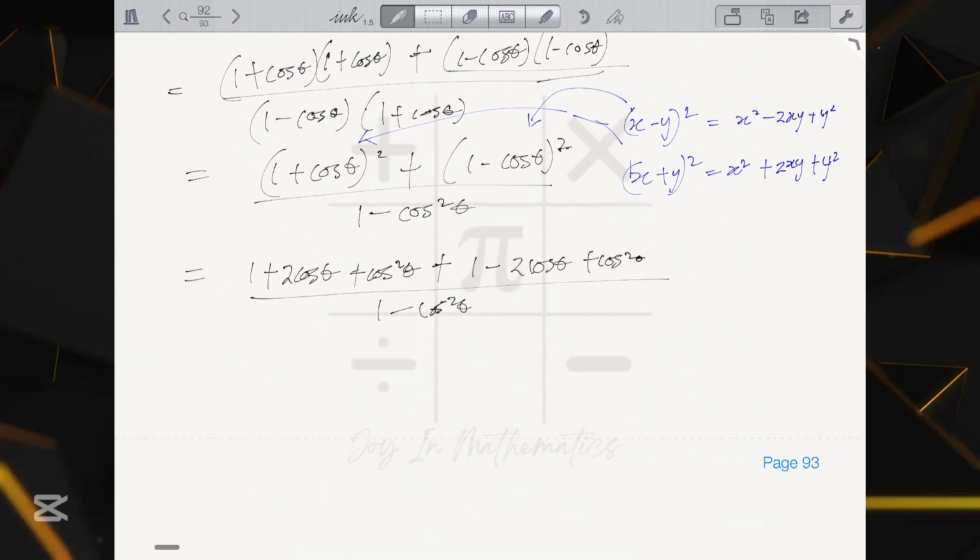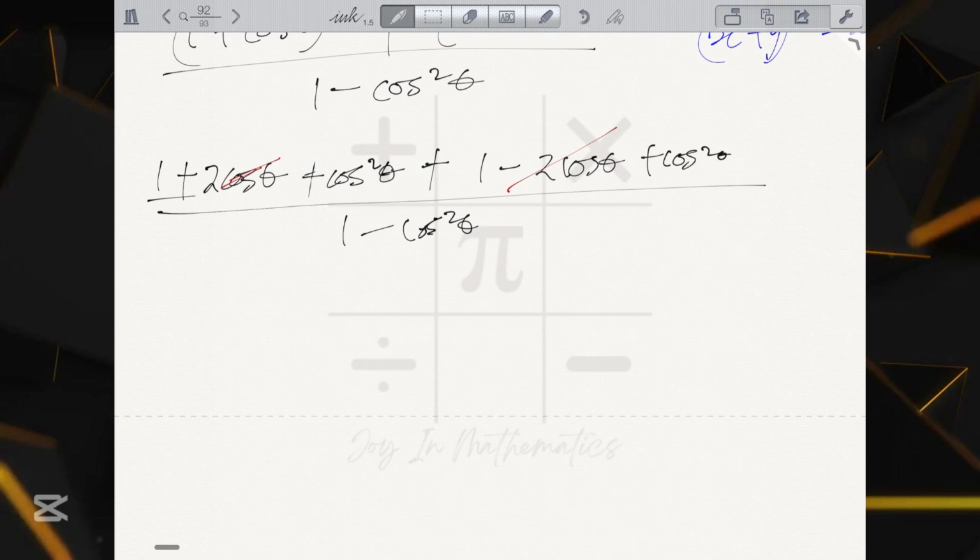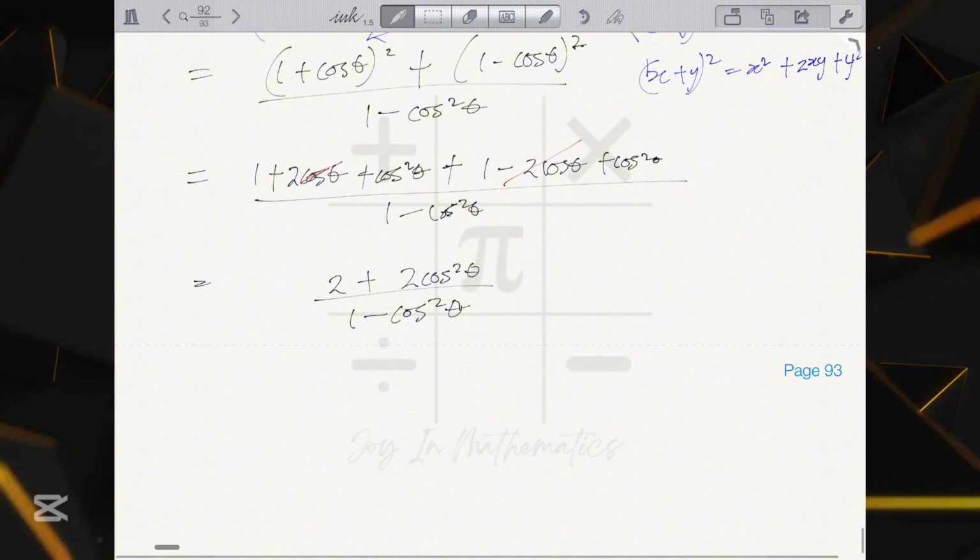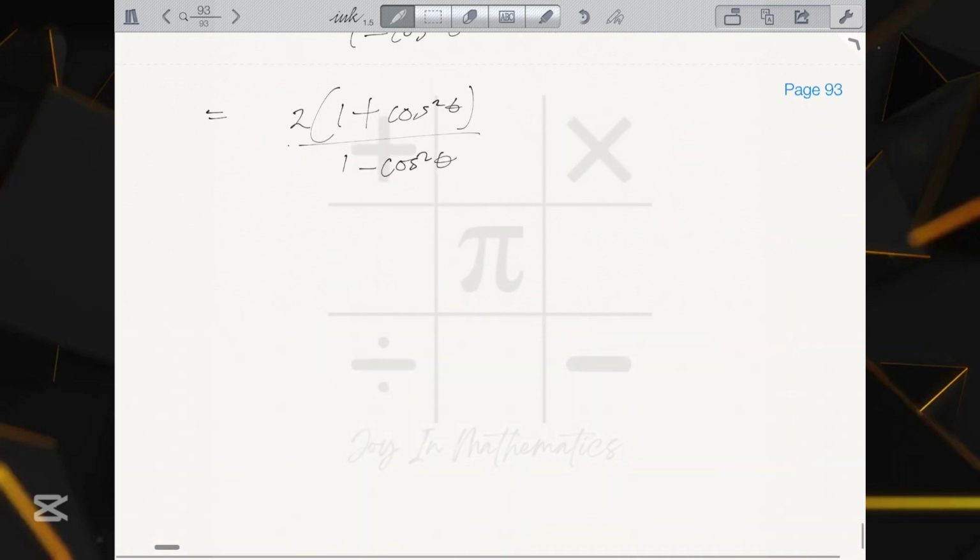Now we can see the beauty here: 2 cos theta will be nullified by minus 2 cos theta, and we'll be left with 1 plus 1, that is 2, and cos squared theta plus cos squared theta, that is plus 2 cos squared theta, divided by 1 minus cos squared theta. Now we are proceeding. Let's factorize the numerator by 2. Factorizing the numerator by 2, we have 2 into 1 plus cos squared theta, and the denominator is 1 minus cos squared theta.